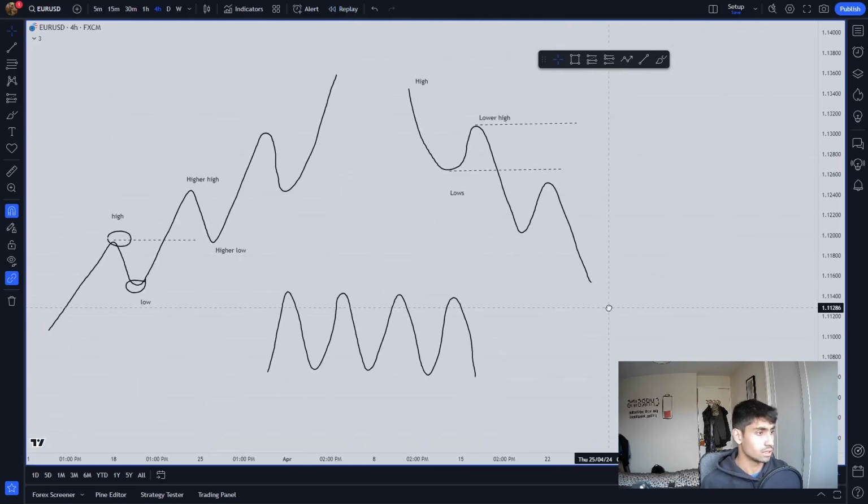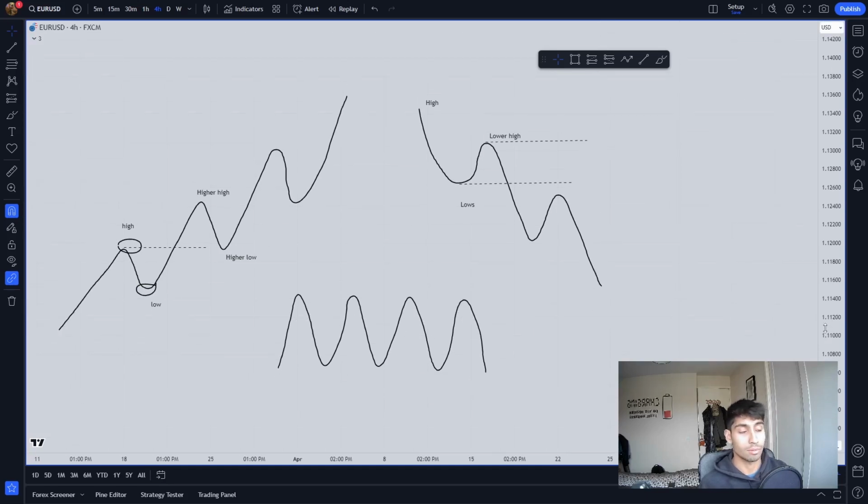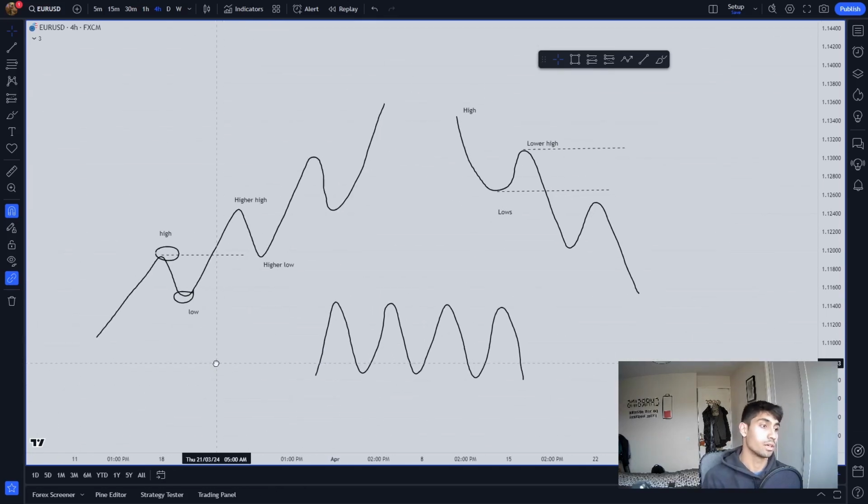So, yeah, that's all you really have to remember. In periods of uptrend, you want to buy. In periods of downtrend, you want to sell. And in consolidation, well, you don't really want to mess with it. Or you just buy at the lows and sell at the highs, you know.